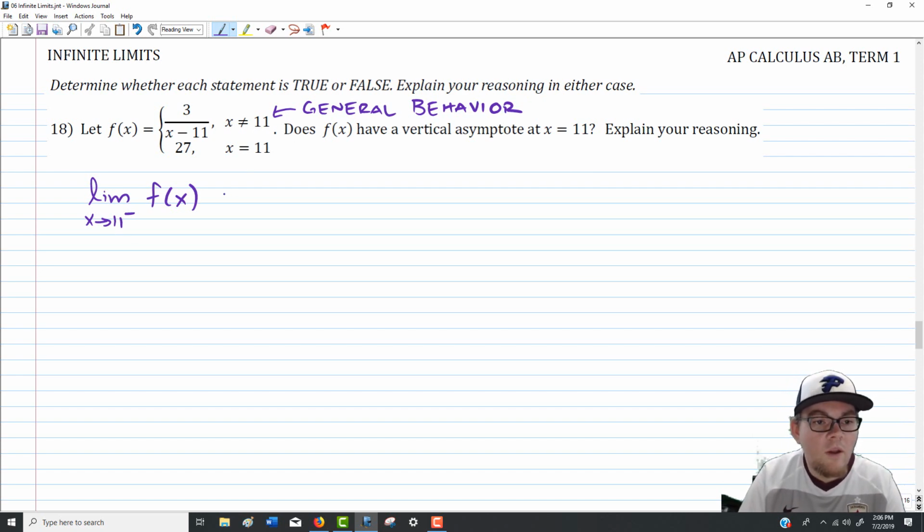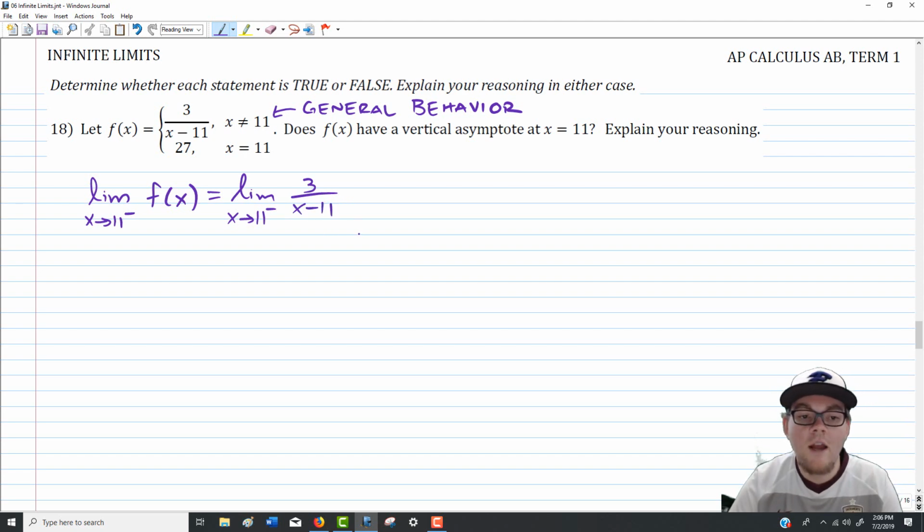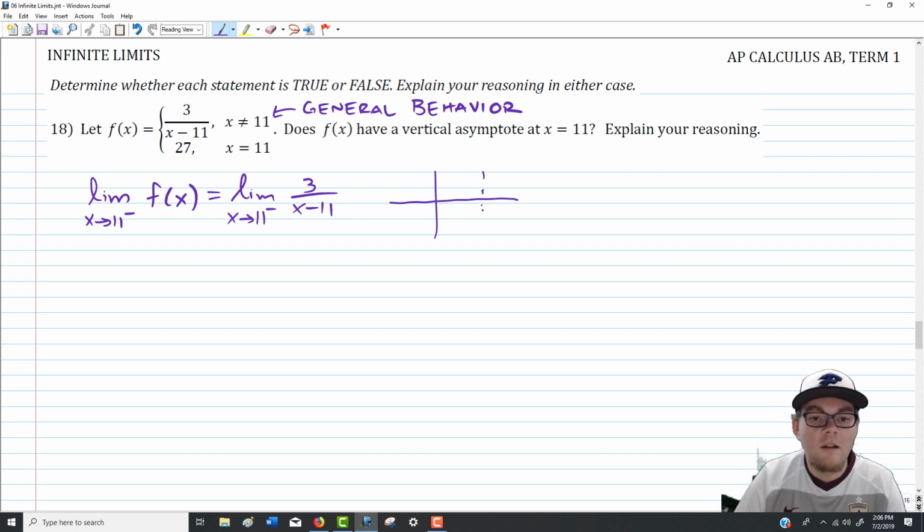So if we do that, we want to look at the general behavior, as we've done many times before. So we ignore what's happening specifically at that one single point, and that means we're actually evaluating the limit as x approaches 11 from the left side of 3 over x minus 11. Now this doesn't take a whole lot to graph. If we look at 11, and we want to see what happens as x approaches 11 from the left side, so smaller numbers, like 3 over 10 minus 11, negative, so we'd have negative values, which tells me that this would be approaching negative infinity.